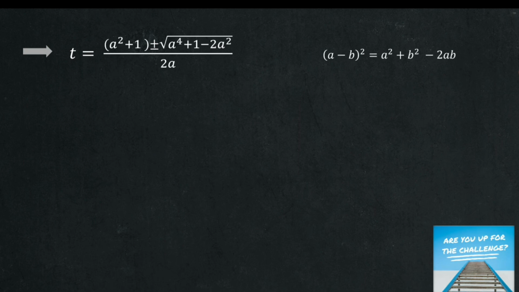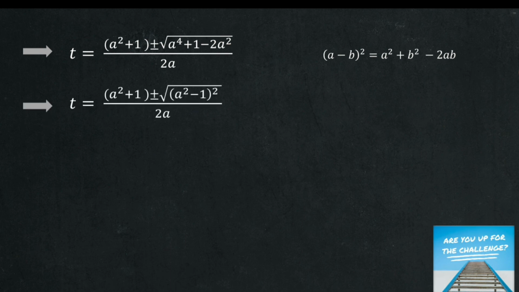So we will get t equals a square plus 1 plus minus under root of a to the power 4 plus 1 minus 2a square, as there was minus 4 square. And we know the formula of (a minus b) whole square equals a square plus b square minus 2ab. Alright, so we see that a to the power 4 plus 1 minus 2a square, is it (a square minus 1) whole square? Yes, it is, because it is minus 2a square this time, not plus 2a square.